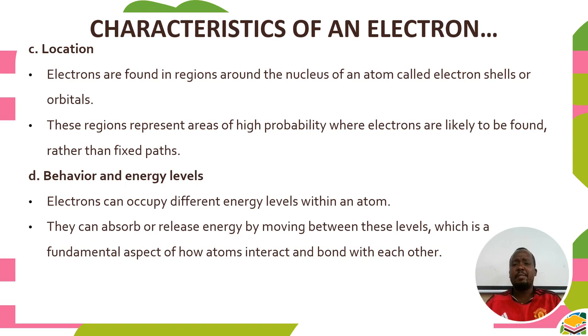In terms of behavior and energy levels, electrons can occupy different energy levels within an atom. It will depend on the energy of that particular energy level. So they can absorb or release energy by moving between these levels, which is a fundamental aspect of how atoms interact and bond with each other.